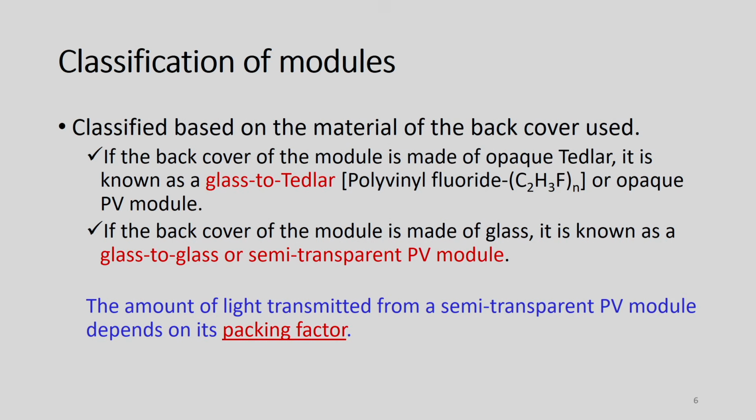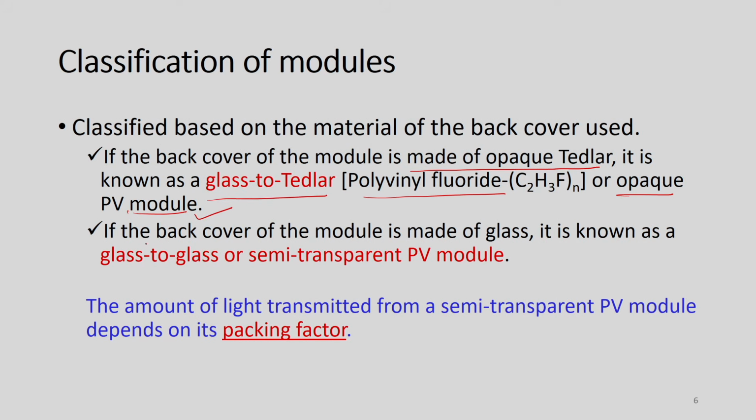So, how are modules classified? They are classified based on the material used on the back side of the module, right. So, if the back cover of the module is made of opaque Tedlar, it is known as glass to Tedlar. Okay. And this Tedlar is nothing but polyvinyl fluoride. This is known as glass to Tedlar or opaque PV module.